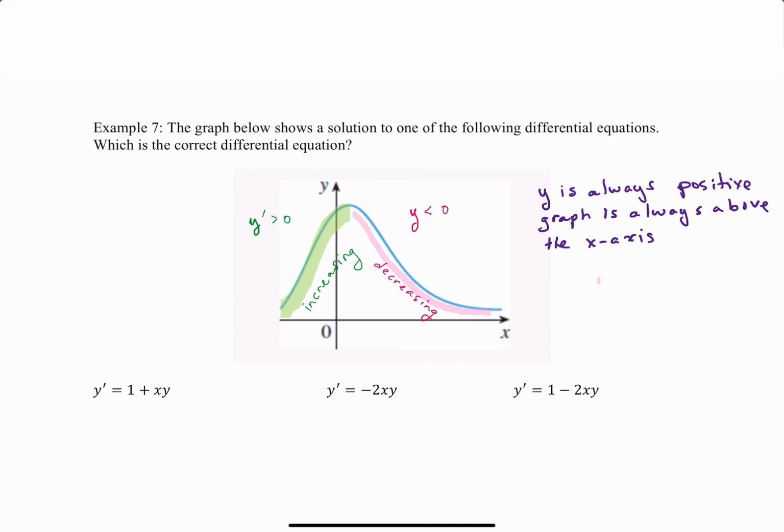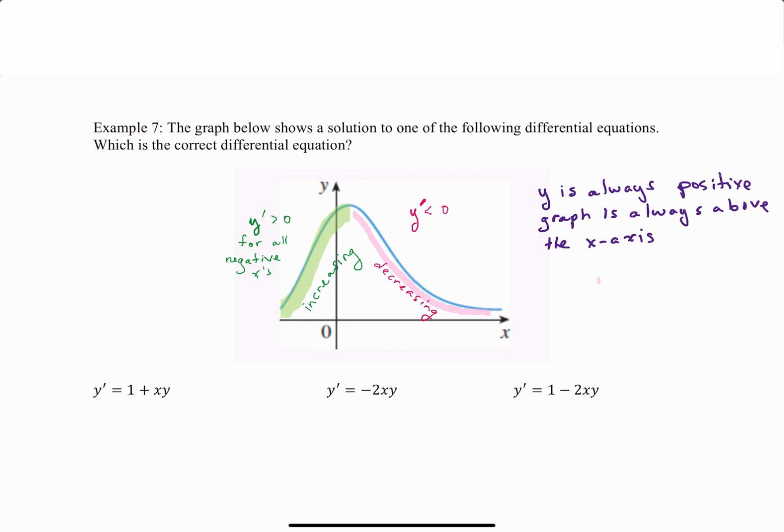Oh, and this should have been a y prime over here. Now, if we look at the x values, what I notice is that we've got this increasing section where y is increasing anytime x is negative. So I'm going to just add that in. Y prime is greater than 0 for all negative x's.